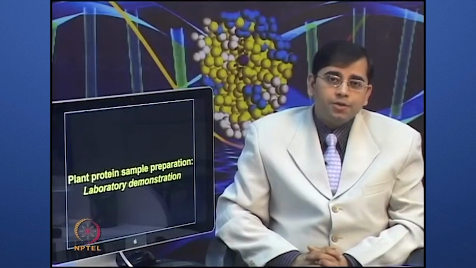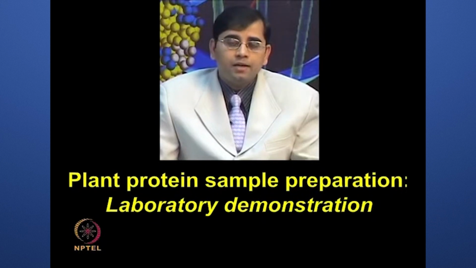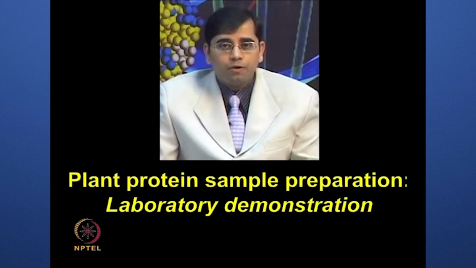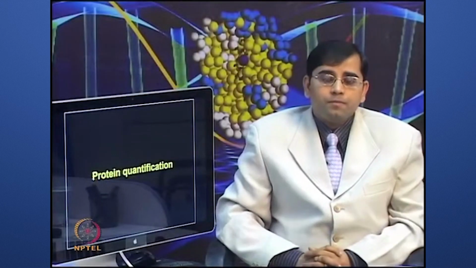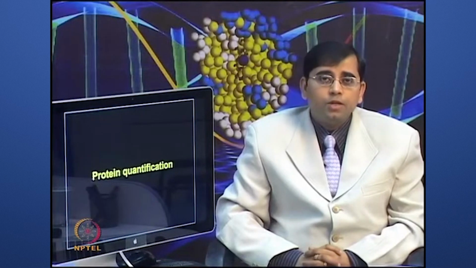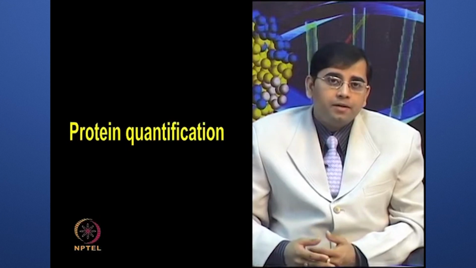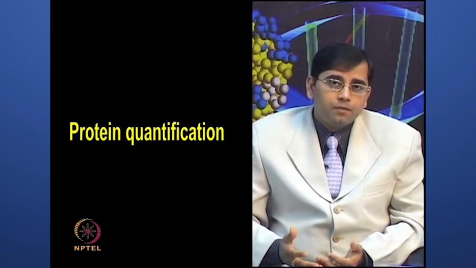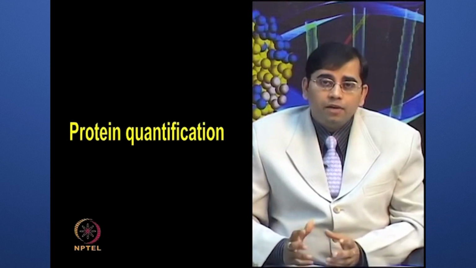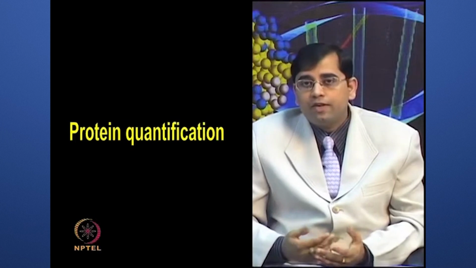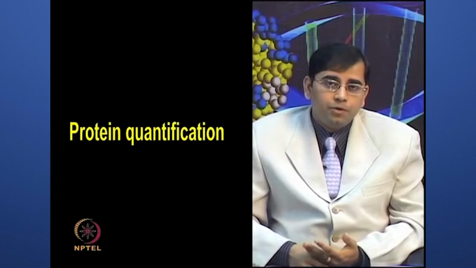Okay, so by watching this video, now you must be familiar with the TCA acetone precipitation method, how it can be effectively used for plant protein sample preparation. So, now let us move on to the next topic, which is protein quantification. So, by now you have prepared your protein sample by using different types of methods, by keeping a very careful eye on different types of interfering substances and contaminants, and you try to eliminate all of those components.